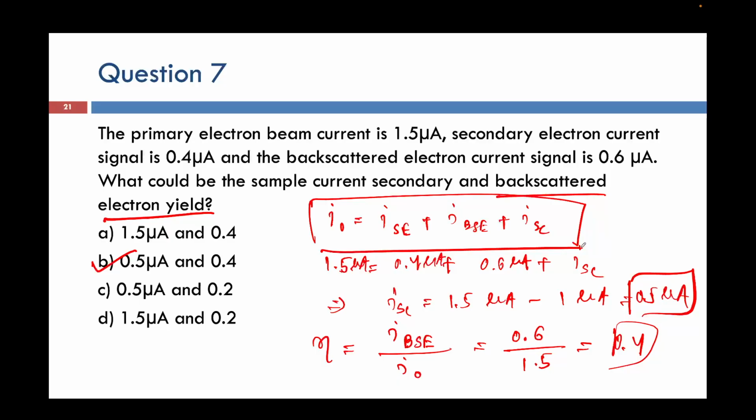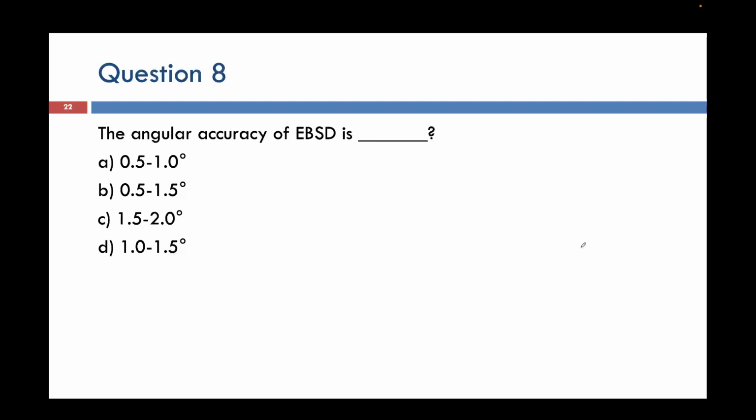Okay, and then question number 8. The question is, the angular accuracy related to EBSD is how much? 0.5 to 1 degree, 0.5 to 1.5, 1.5 to 2, 1 to 1.5. So how much will be the angular accuracy? Can anyone tell? I have discussed this in today's class.